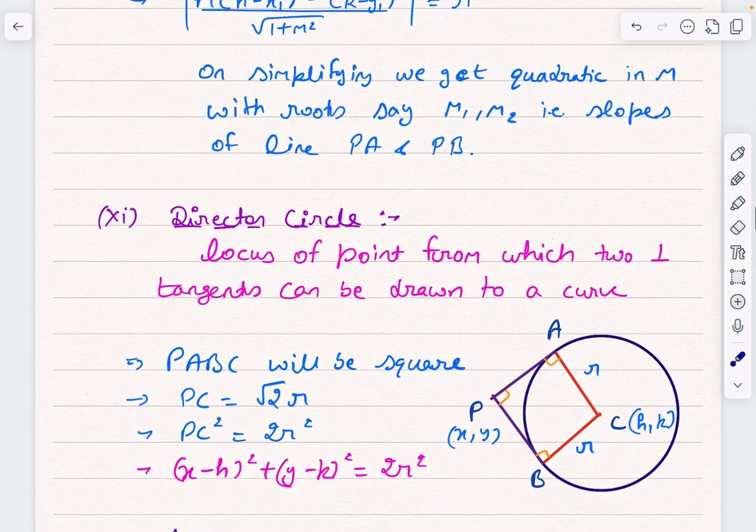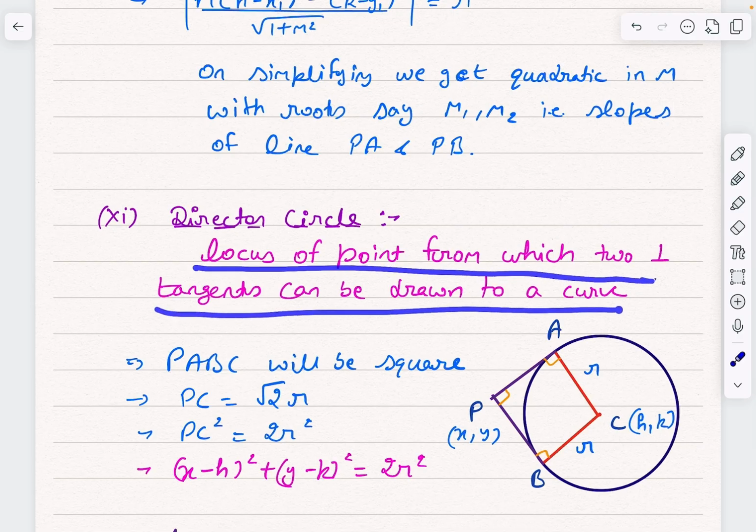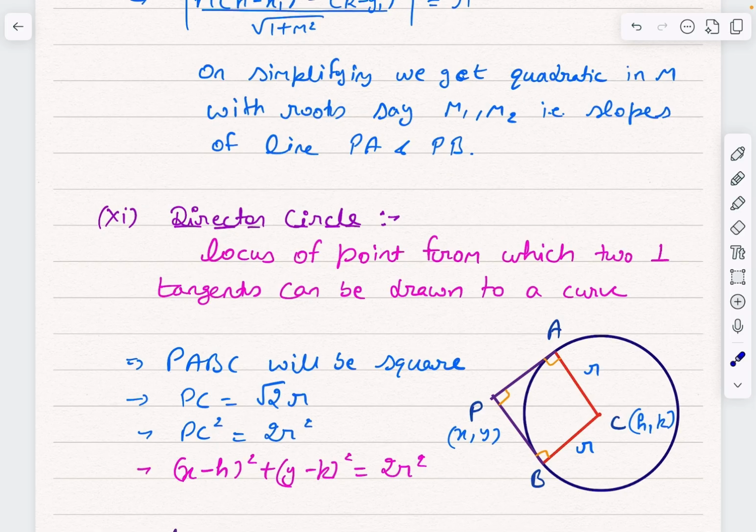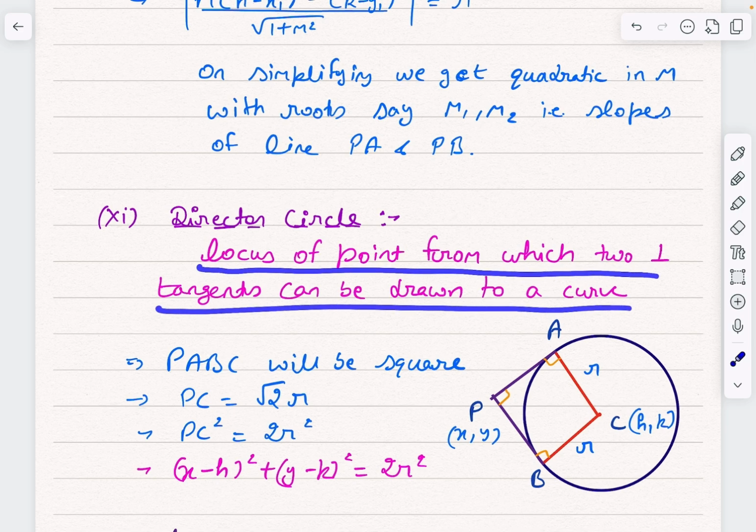Now, what will be the director circle? The director circle is important. It is the locus of a point from which two perpendicular tangents can be drawn to a curve. The director circle exists for a circle, parabola, ellipse, and hyperbola also. What is the director circle for any curve? It is the locus of a point from which two perpendicular tangents can be drawn to the curve.